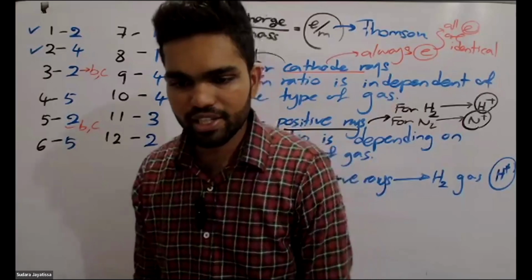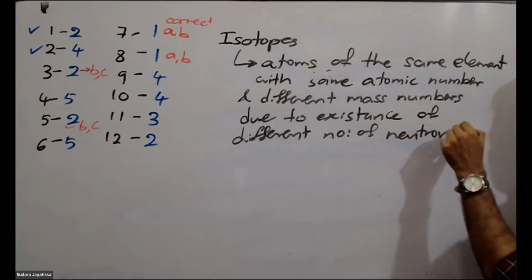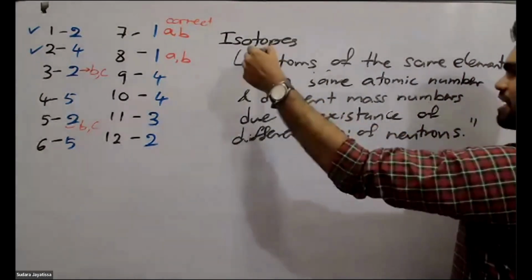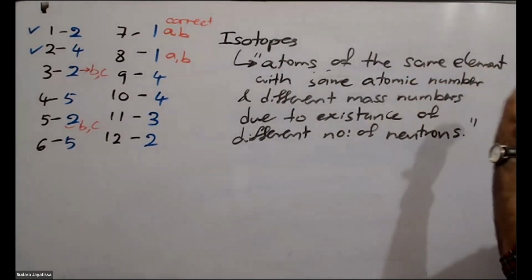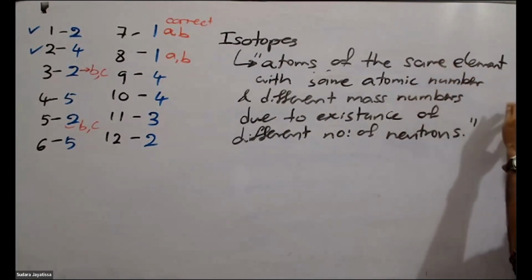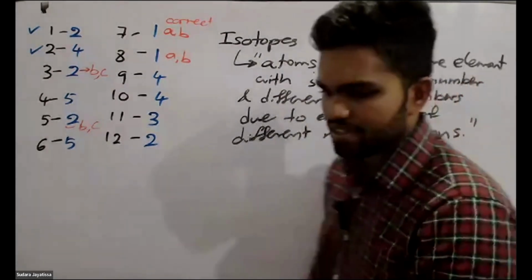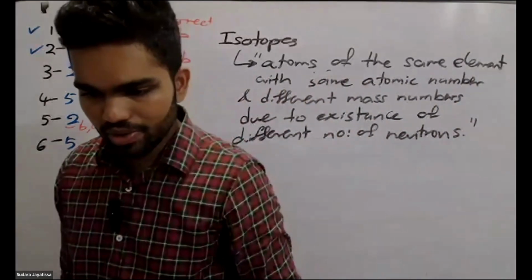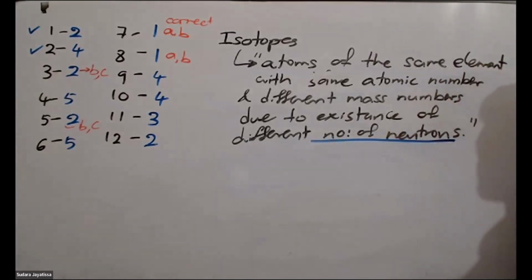So let's write the definition of isotopes. It will be enough for the review. This is a definition I made to remember. When you say the same element, it obviously tells you the atomic number is the same, but still we write them as two points just to make sure that we don't miss anything in questions. According to this definition, you can see the reason for the existence of isotopes is having a different number of neutrons.